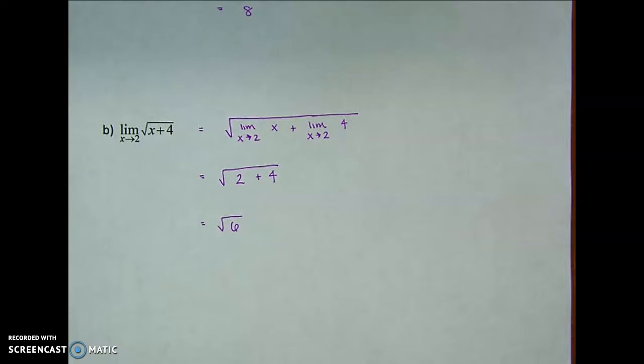So those are some examples using the limit properties. I recommend doing a couple more practice problems on your own to make sure that you feel confident about them.